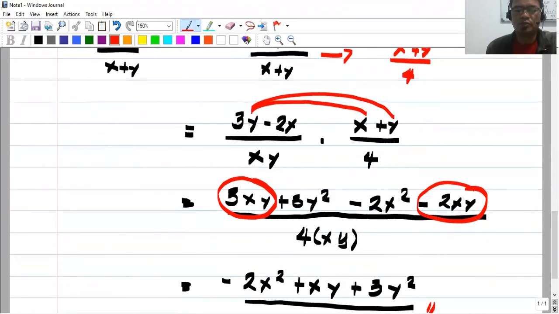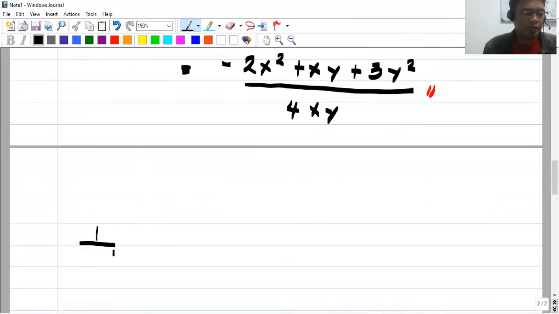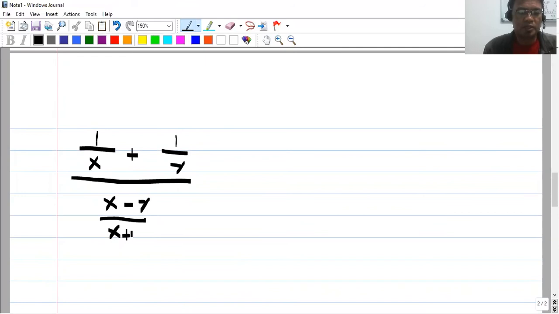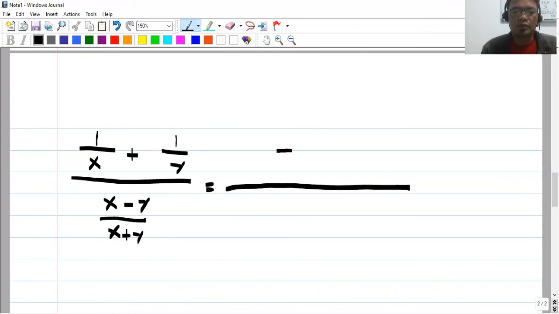Third example would be (1 over x plus 1 over y) all over (x minus y) all over (x plus y). Again, we have our numerator and denominator containing fractions. So we have two shorter bars. 1 over x plus 1 over y are two dissimilar fractions. So take the LCD, which is xy. xy divided by x is y, times 1 is y, plus xy divided by y is x, times 1 is x.